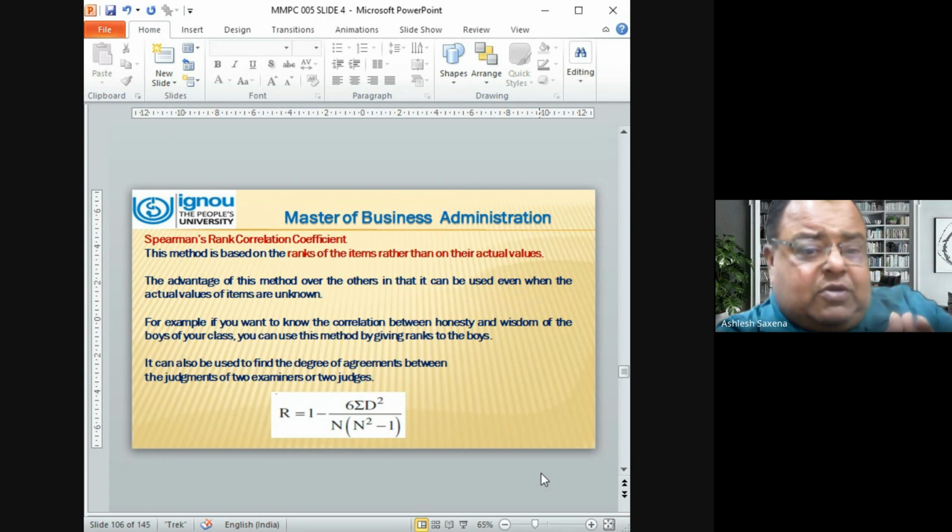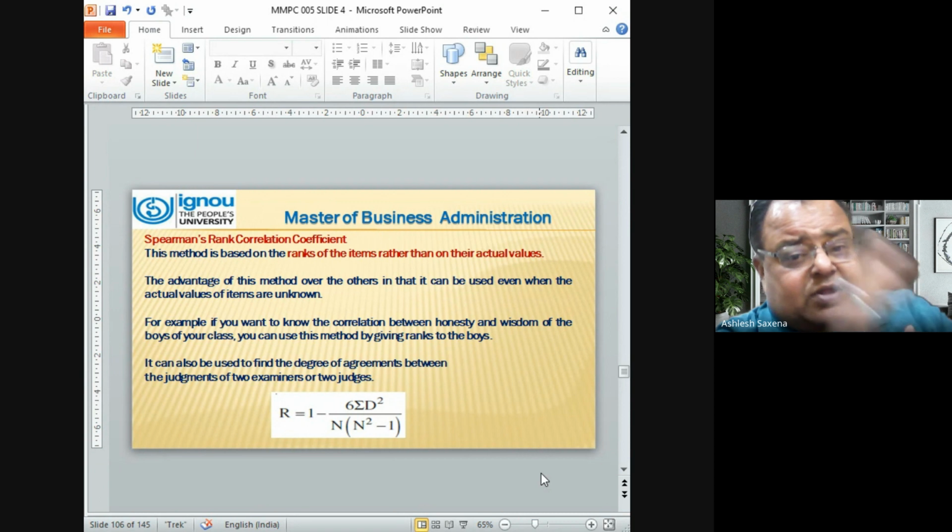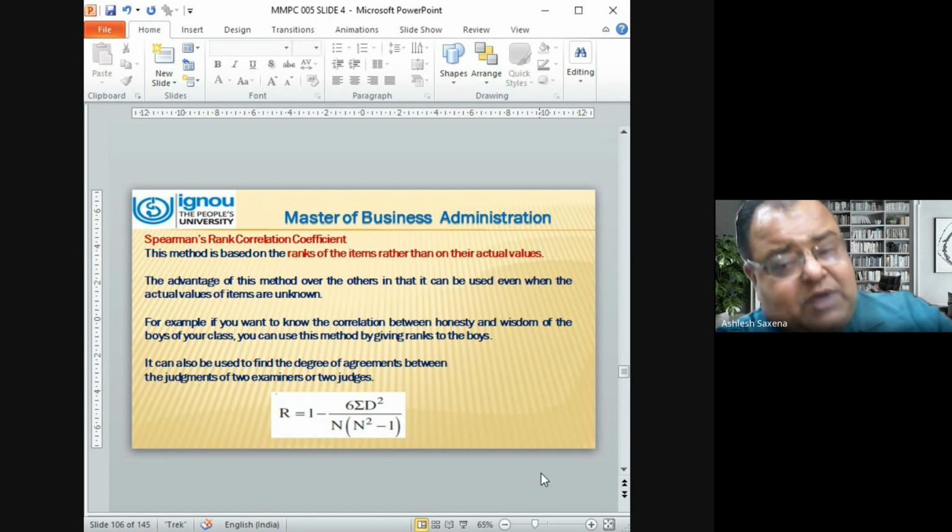This method is based on the ranks of the items rather than on their actual values. The advantage of this method over the other is that it can be used even when the actual values of the items are unknown. For example, if you want to know the correlation between honesty and wisdom of boys of your class, you can use this method by giving ranks to the boys. It can also be used to find the degree of agreement between the judgments of two examiners or two judges.